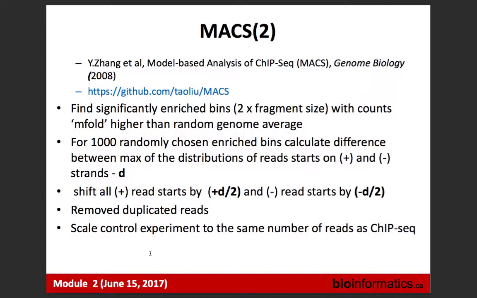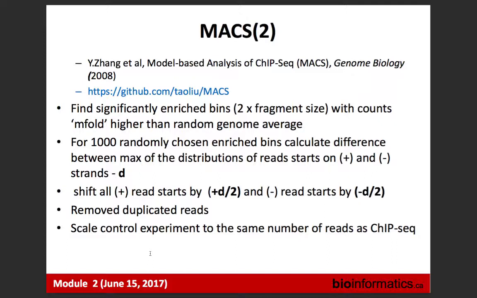So what are the principles behind MACS? Very quickly, the principle is an assumption of Poisson background. It needs input, or it can run in input-free mode as well. Basically, it finds a fragment length. It's designed for single-end, and for paired-end it's also kind of mimicking single-end mode. It determines fragment lengths, shifts reads towards each other, positive and negative strands, and calculates the number of reads in every bin.